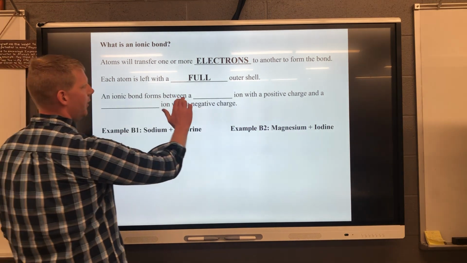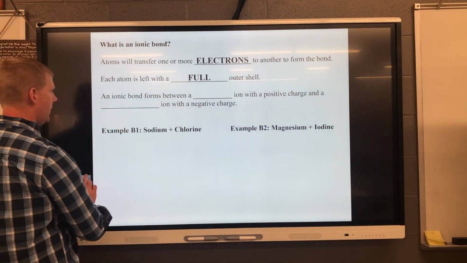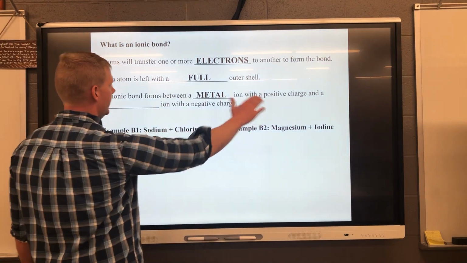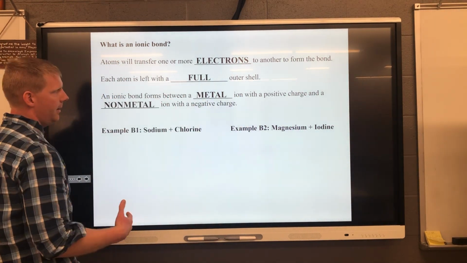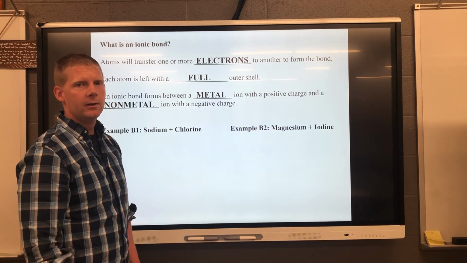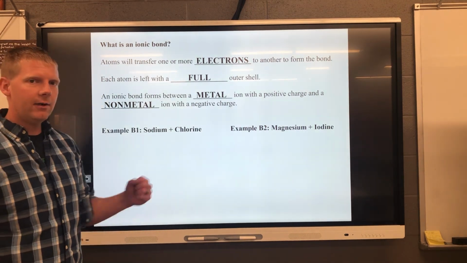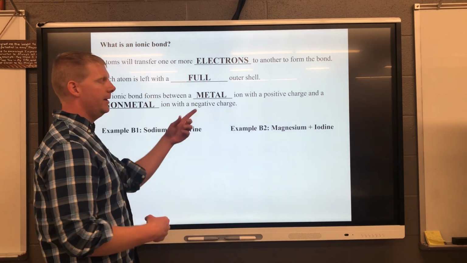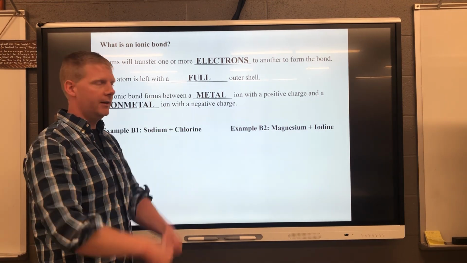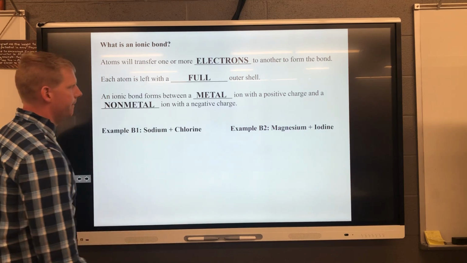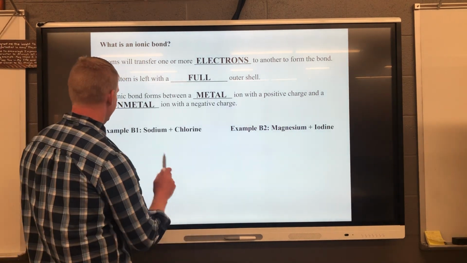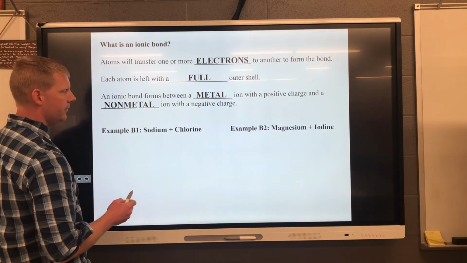So an ionic bond always forms between a metal ion that has a positive charge and a non-metal with a negative charge here. So it's always a metal and non-metal because metals are going to be positive and nonmetals are going to be negative, and that's what's going to attract them together to hold that ionic bond. So let's try to show this a little bit now. So we'll do two together here.